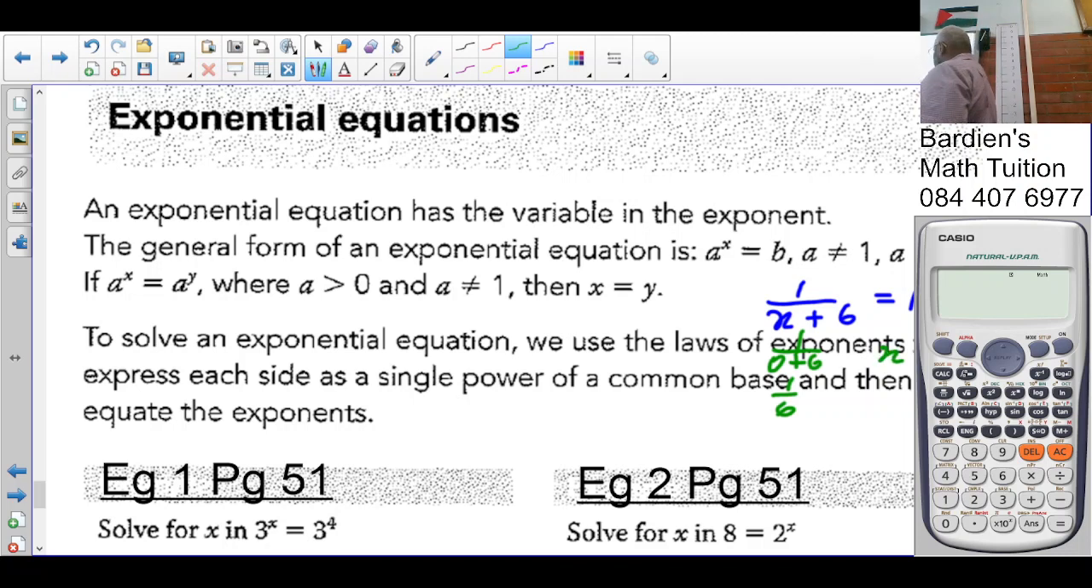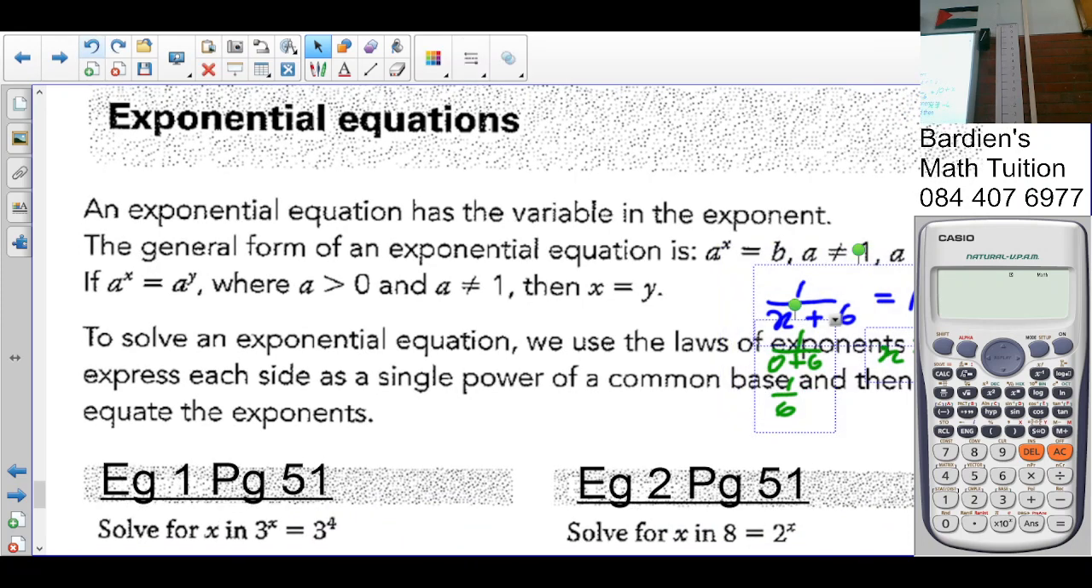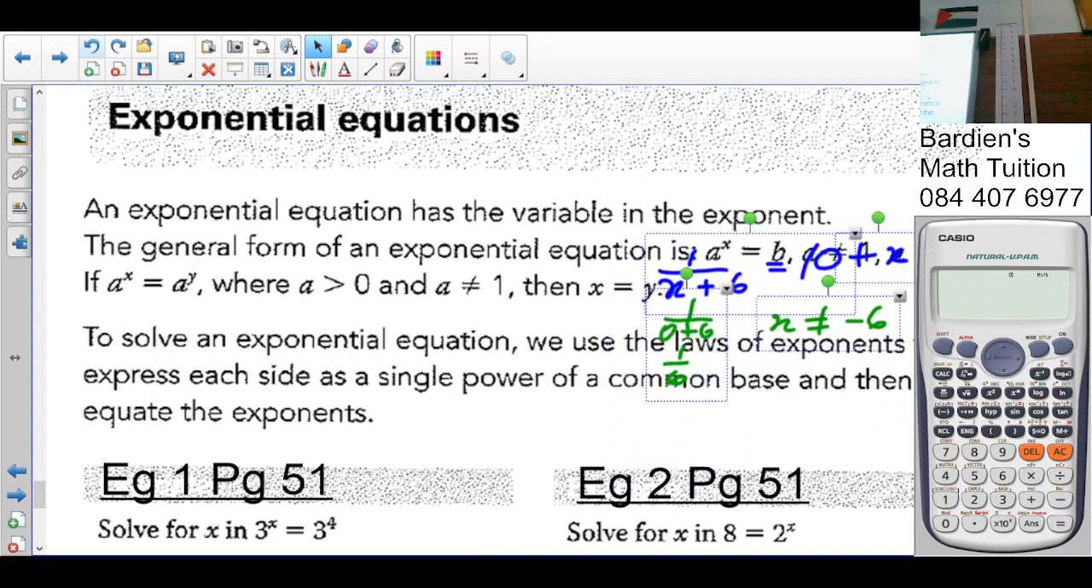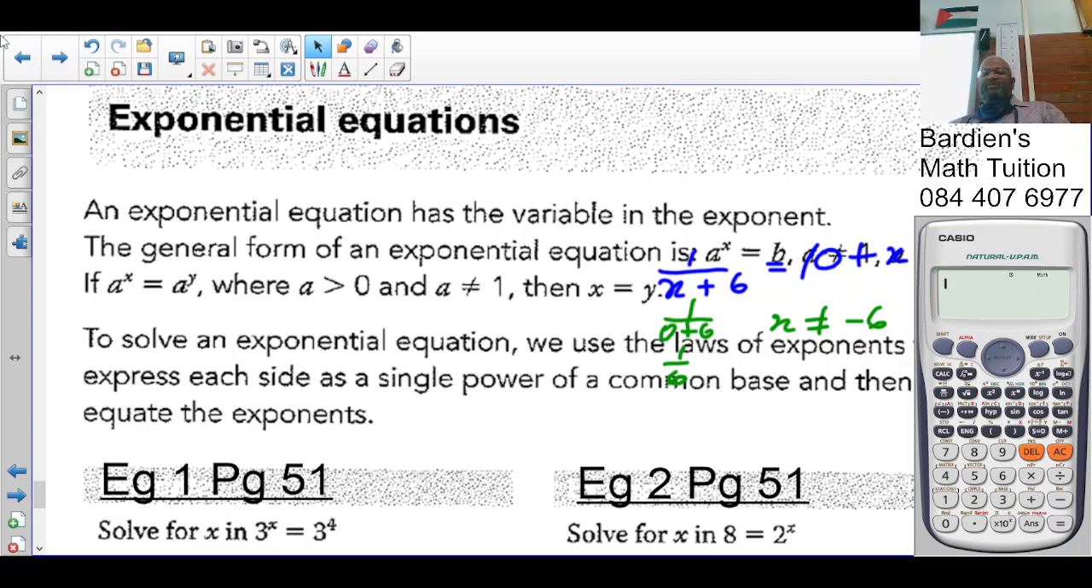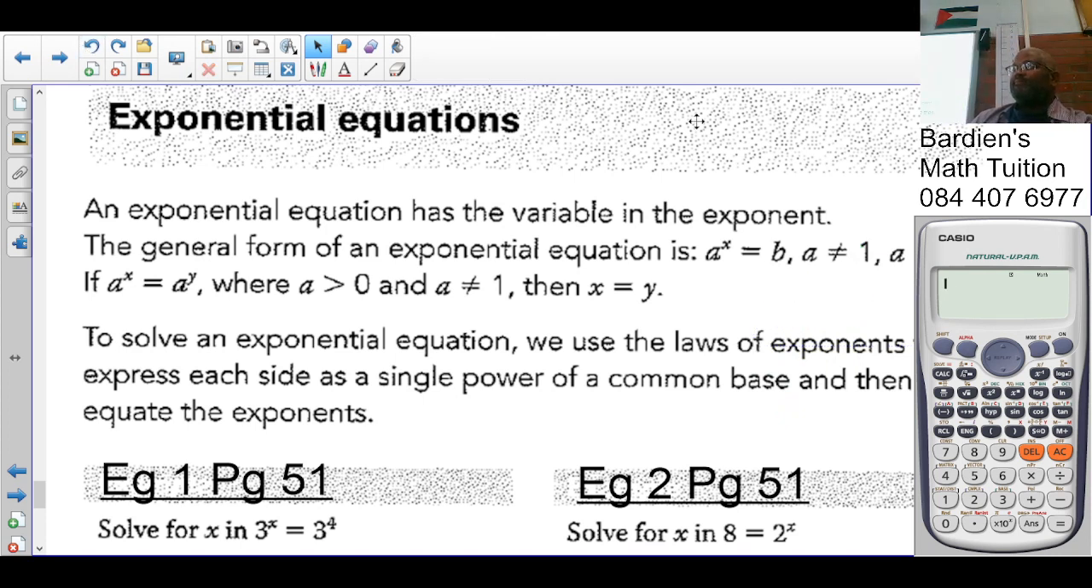Why can it not be equal to negative 6? Otherwise, the denominator will be equal to 0, and the sum will result in an undefined solution. Not so? So where we say x cannot be equal to negative 6, that is called a restriction. Okay? So here they say that a cannot be equal to 1. That's one restriction. Then further on, the restriction says that a has to be greater than 0. That's also a restriction. So by saying this, they're eliminating certain numbers from our number system.